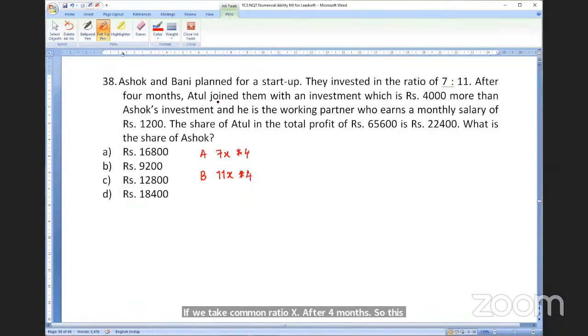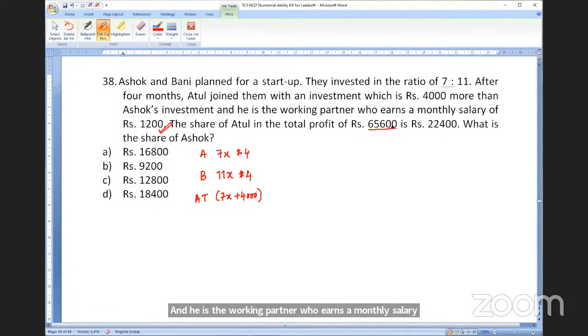After 4 months, Atul joined them, with an investment which is 4,000 more than Ashok's investment. So Atul's investment is 7x plus 4,000. And he is the working partner who earns a monthly salary of 1200. The share of Atul in the total profit of 65600 is 22400.